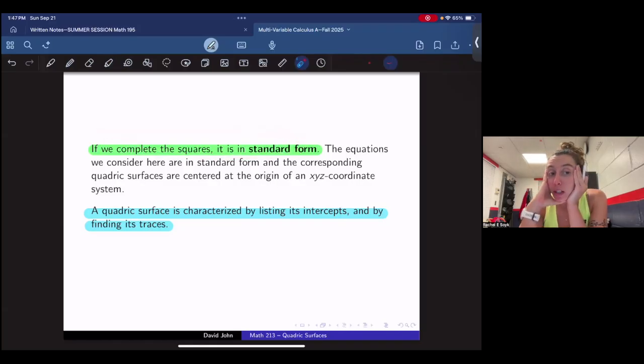The equations we consider here are in standard form, and the corresponding quadric surfaces are centered at the origin of an XYZ coordinate system. It's also important to point out that quadric surfaces are characterized by their intercepts. So that's why it's so important to find their intercepts and find their traces, which we've practiced twice already now.